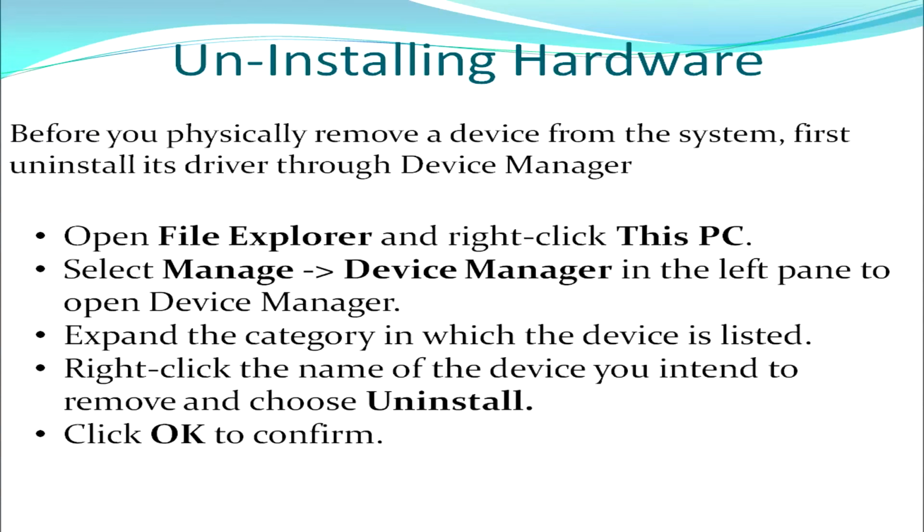Right click on the name of the device that you want to remove and then choose uninstall. It will ask for confirmation whether you really want to uninstall the device. If you say OK, it will start the uninstallation process, and once it is over, it gives you a message also that the uninstallation process is complete and the device is no longer available along with your computer. So, this is what it is about uninstalling the hardware that is attached to your computer.